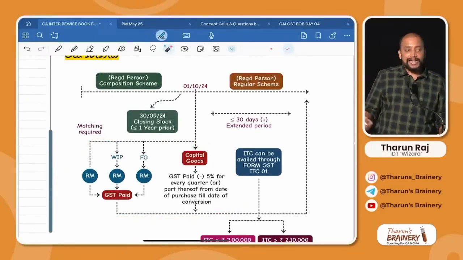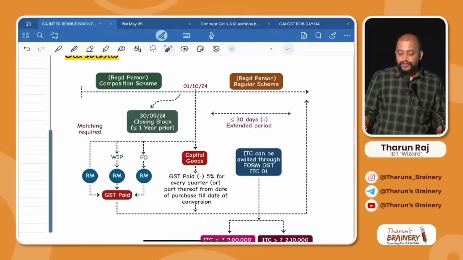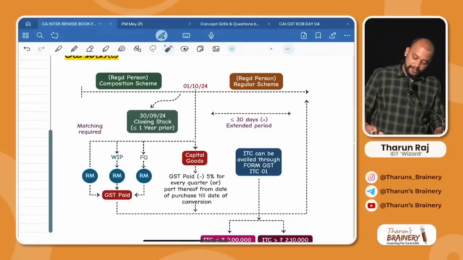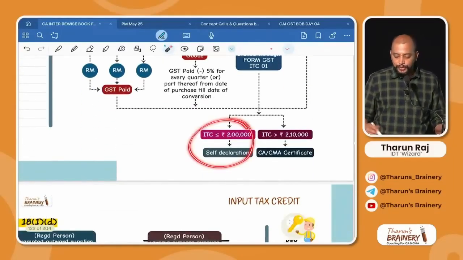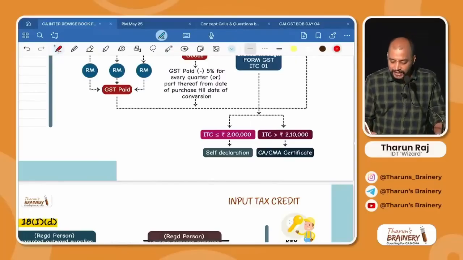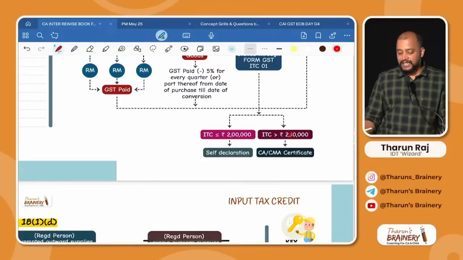ITC. And how to take ITC? Form GST ITC 1. And by when this form should be filed? Within 30 days from the date of migration or conversion. And same data, if the ITC is up to 2 lakh, self declaration, and if the ITC exceeds 2 lakhs, it's not 2 lakh 10,000, 2 lakhs. If the ITC exceeds 2 lakhs, CMA certificate.